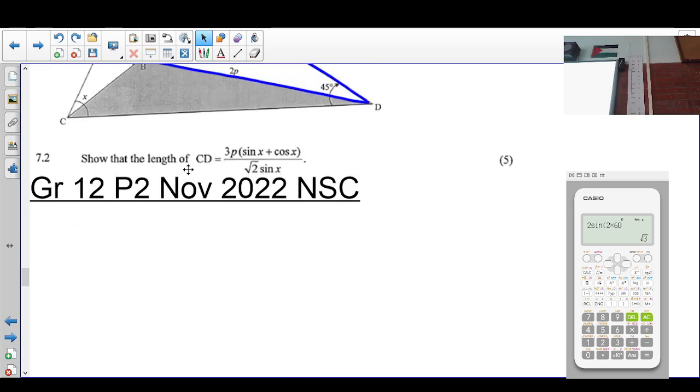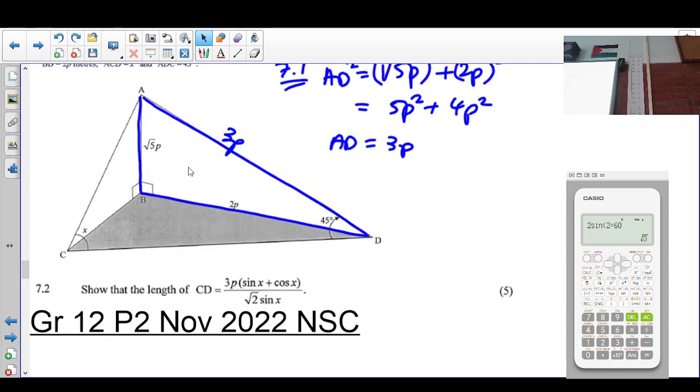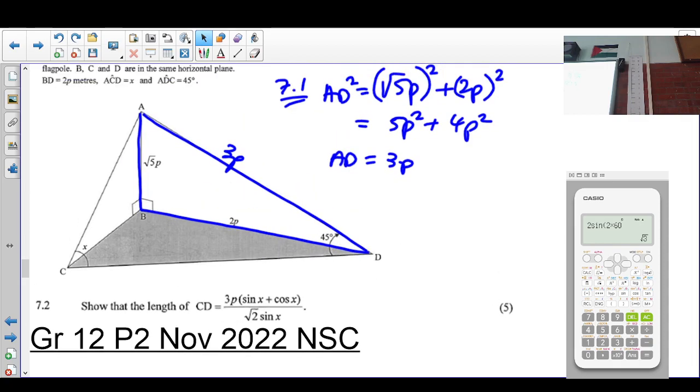7.2. Before you guys go, I know you want to go as quick as you can. In 7.2, it says show that the length of CD, so this is the outer limit there, in the outer triangle, CD is equal to 3p, so I must pick up this here: sine x plus cos x over root 2 sine x. Okay, which is this here.